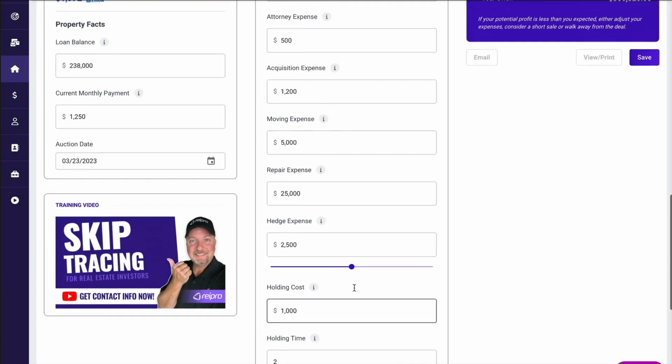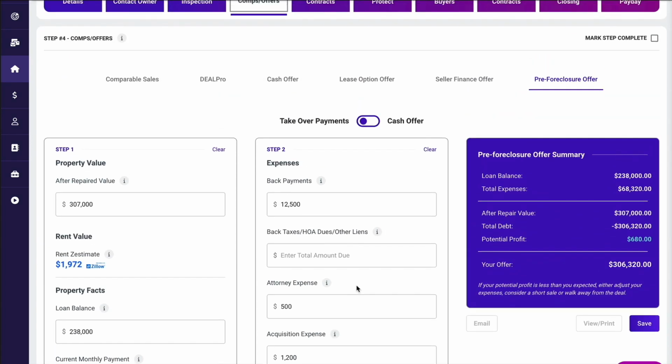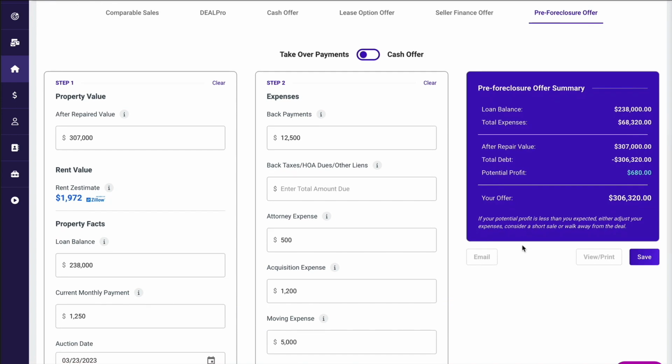Now, if we go back up to our summary, you're going to see our pre-foreclosure offer. You're going to see the expenses, the loan balance, the after repaired value, the total debt on the property, and what potential profits there are. So in this example, you're going to see a potential profit of only $680. So in this particular example, this deal may not work, right?